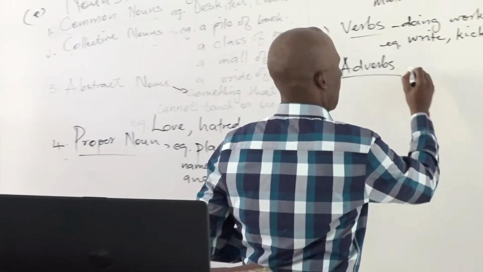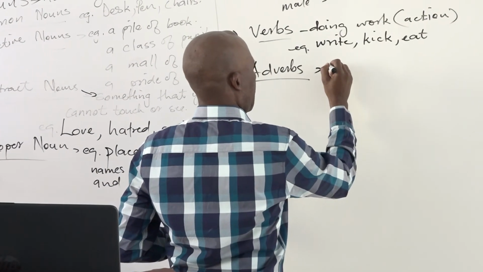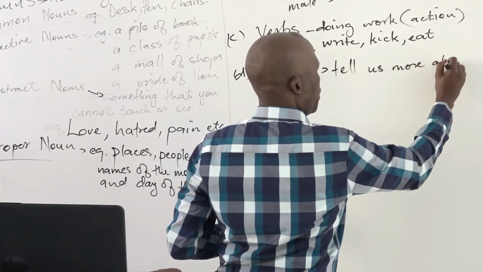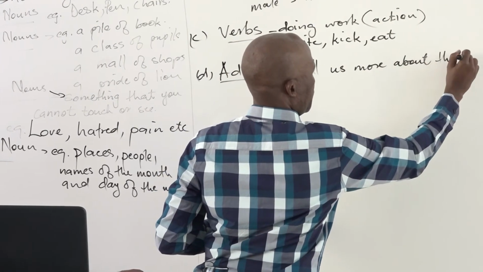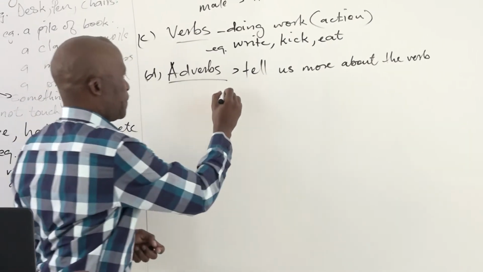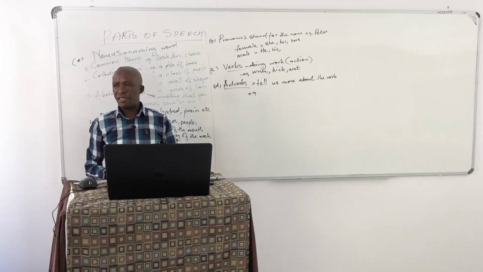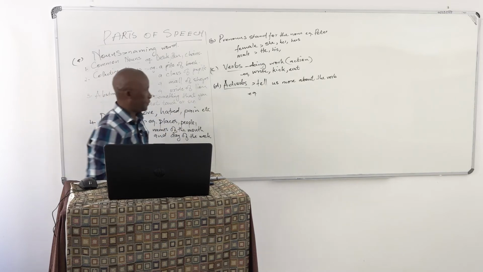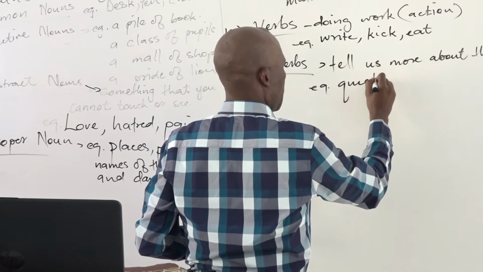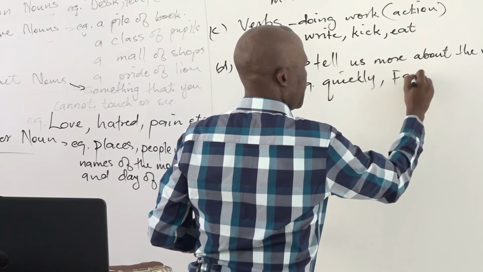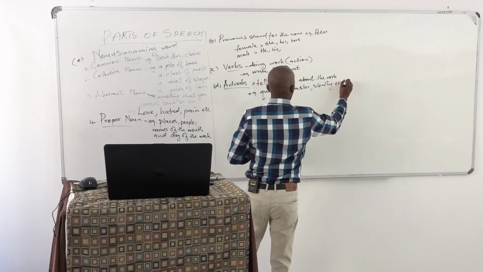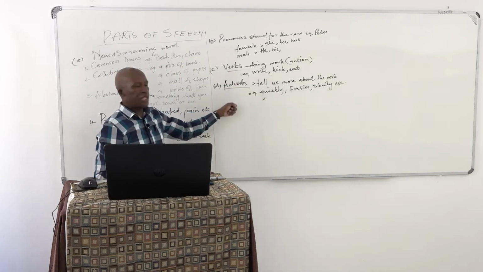Let me just write down. Adverbs tell us more about the verb, or describe a verb: how action is taking place. E.g., how somebody does a work. He does it quickly. Quickly describes how the action is taking place. Quickly, faster, slowly, etc. This is how action is taking place, being a verb.